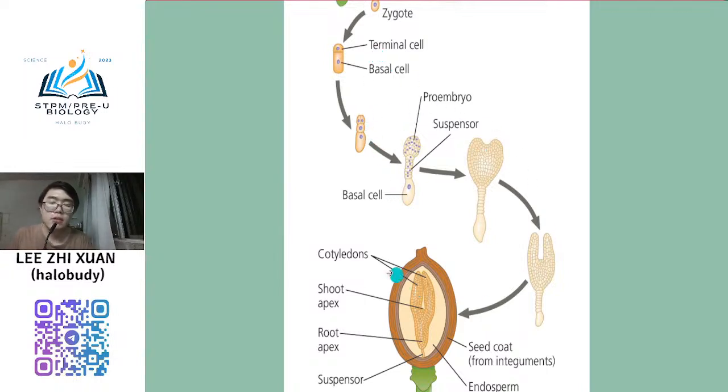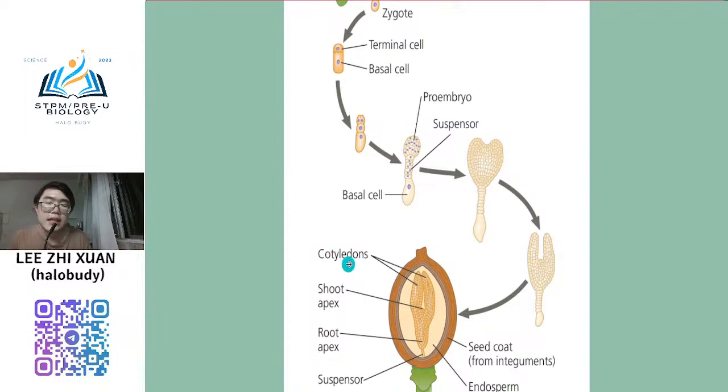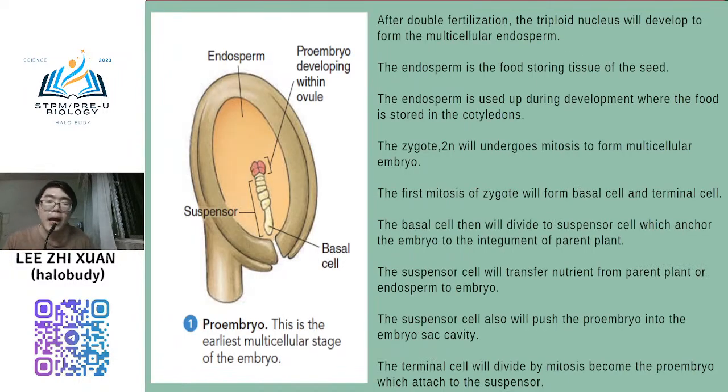After that you can see that the final product is the seed, and inside the seed we have the cotyledon. So this is the final product that will form in the seed embryonic development, which is the formation of the cotyledon. We will see it one by one.